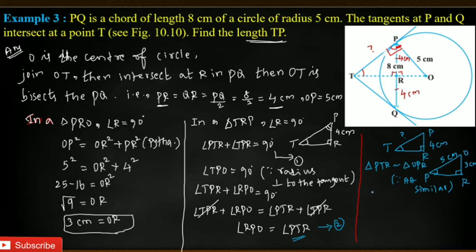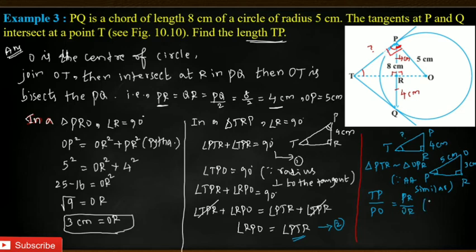See the corresponding sides are in equivalent ratio. The corresponding sides I am taking: for the first triangle, the hypotenuse TP, TP divided by, for the next triangle, PO, which is equal to, here the height PR, divided by here OR.